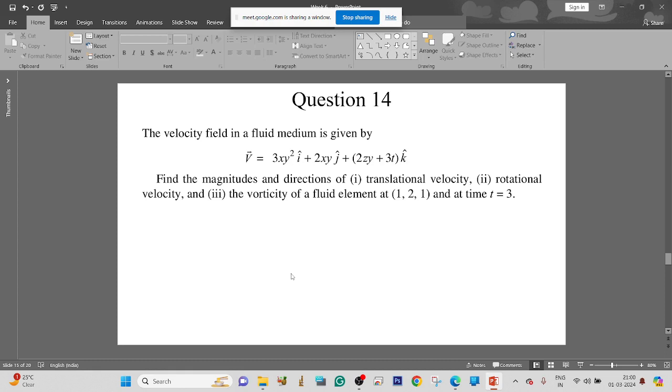Correct. For the rotational velocity, what will we do? Half of del cross V, the curl of V, right? The curl of V means half of the determinant of i, j, k; del x, del y, del z; u, v, w. We'll just break the determinant. For u, v, w we already know the formula, so you can find it out, right? Yes, ma'am. Okay, so tell me the answer.